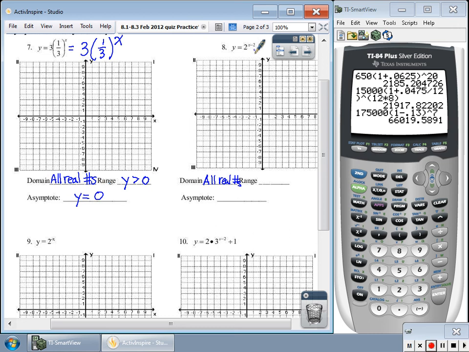Over here, let me move this down, I'm just going to rewrite this so you can see y is equal to 2 to the x minus 2 power. That's a shift to the right 2 units. So remember, range deals with up to down. If you're shifting right, that doesn't affect up and down. So y is still greater than 0, and y is still equal to 0 for the asymptote.